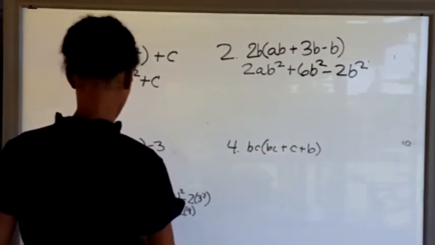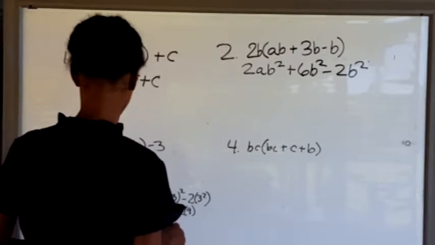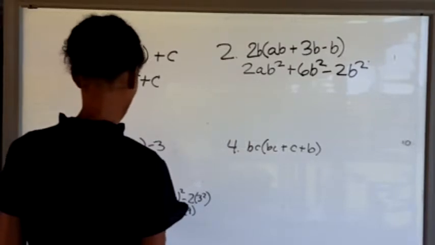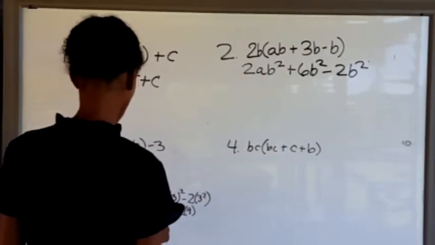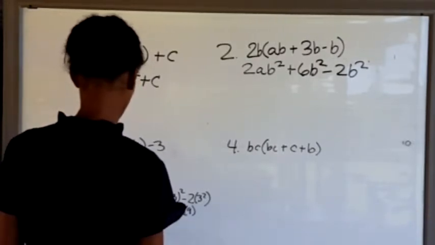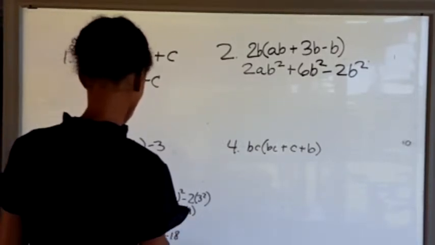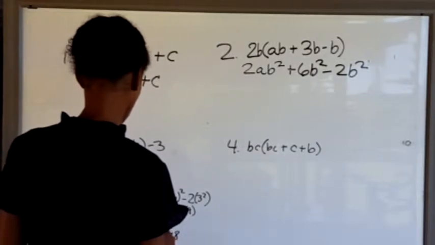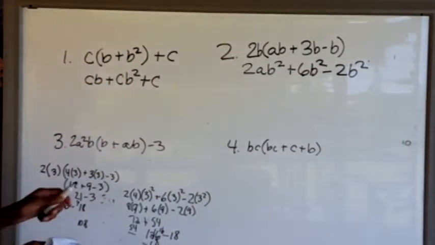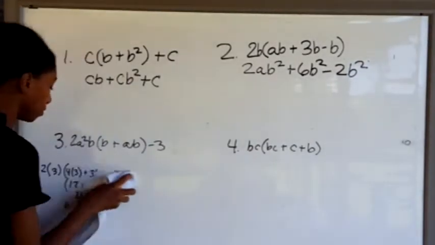Oh, that makes 27. 8 times 9, what's 8 times 9? 72. What's 9 times 6? 54. 126 minus 18. Okay, I had to check and make sure I was saying that right. Alright, so yeah, that would be 2AB. We might work that out just so I can show you.